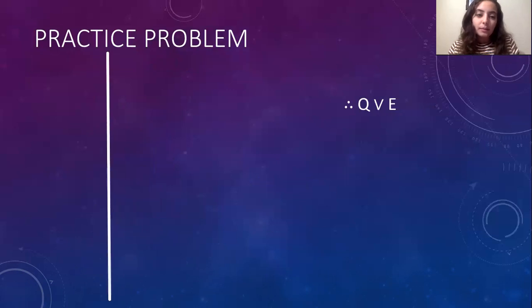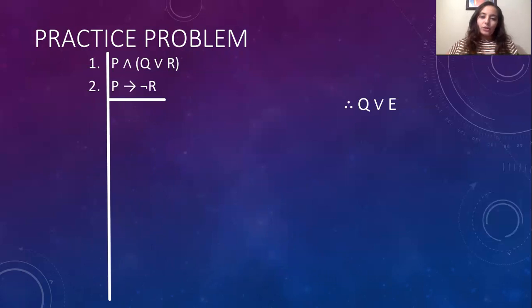Okay, one more. This one's a hard one. Okay, so we've got 2 premises now, and we're trying to prove Q or E. So let's take a look. What could I break apart? Is there a disjunction in my subproof, and can I start it right away?